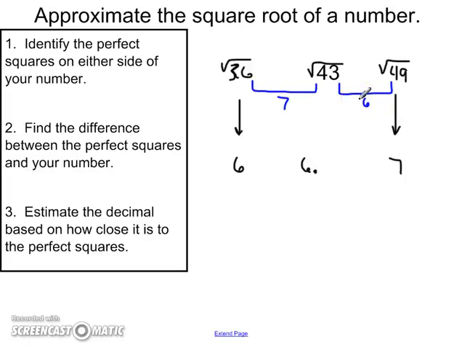Okay? But in this case, it's not exactly in the middle. We are very slightly closer to 49. So my answer has to be slightly closer to 7. So in this particular case, I'm going to call it 6.6, and it's good enough for what we're doing. So the approximate value of the square root of 43 is around 6.6. Again, it's slightly closer to 49 than it is to 36, so I've got to go slightly closer to 7 than I do to 6.